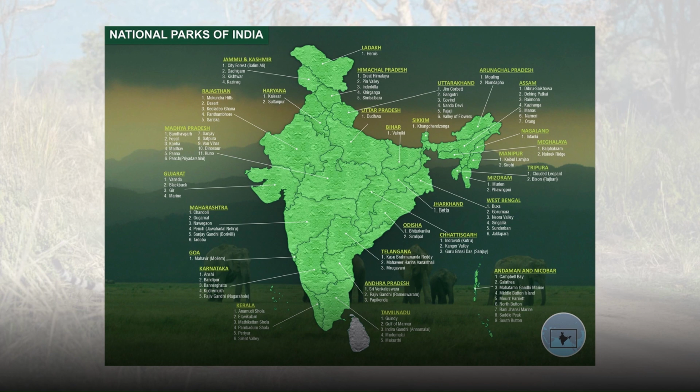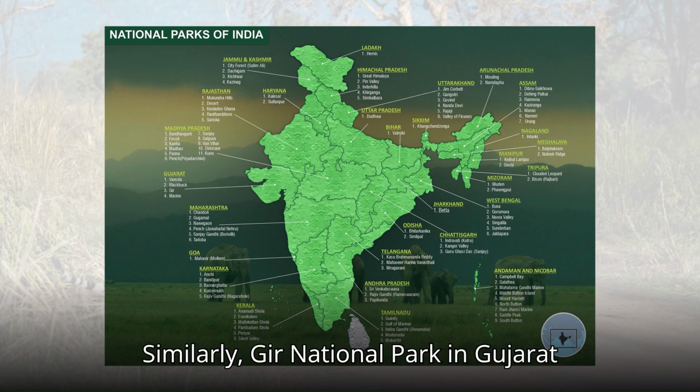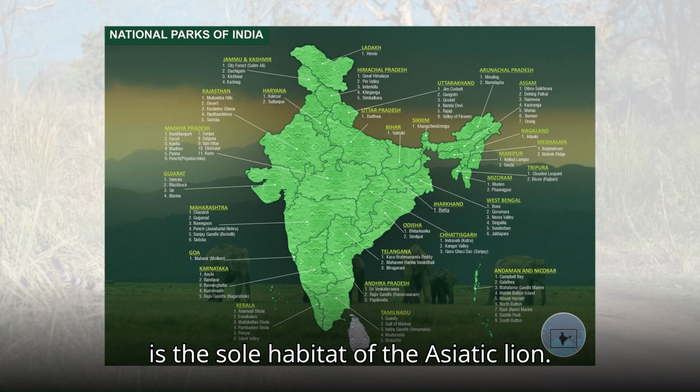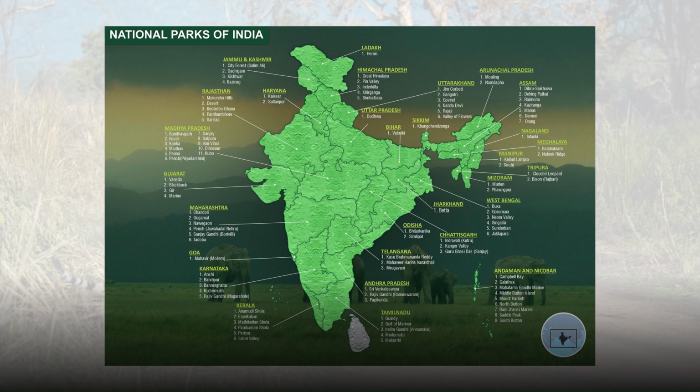Some prominent ones include Kaziranga National Park in Assam, famous for its one-horned rhinoceroses, Ranthambore National Park in Rajasthan, known for its Bengal tigers, and Sundarbans National Park in West Bengal, home to the Royal Bengal tiger and the world's largest mangrove forest. Similarly, Gir National Park in Gujarat is the sole habitat of the Asiatic lion.